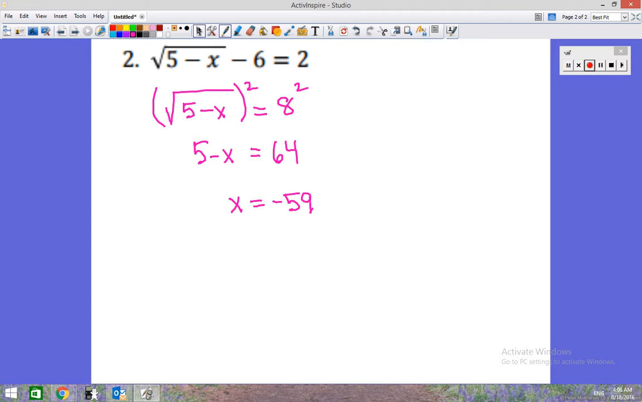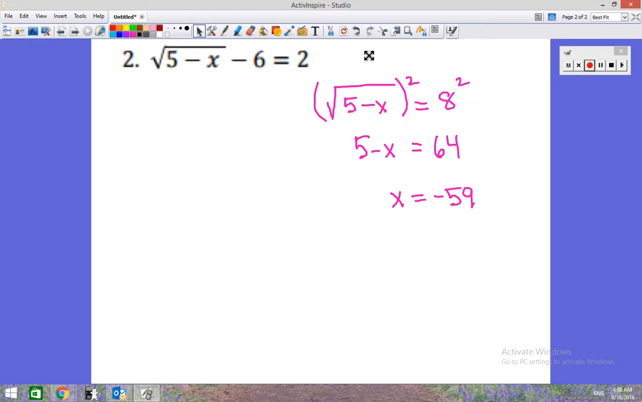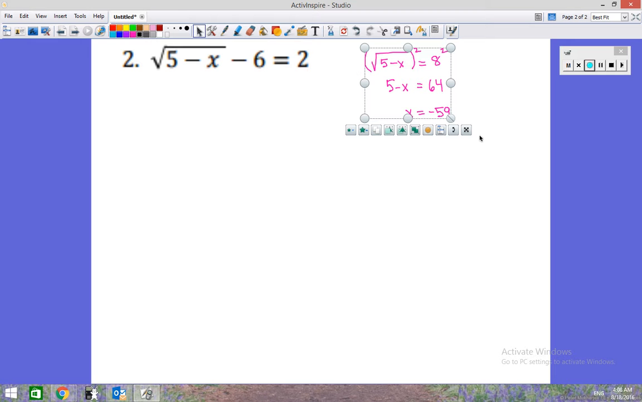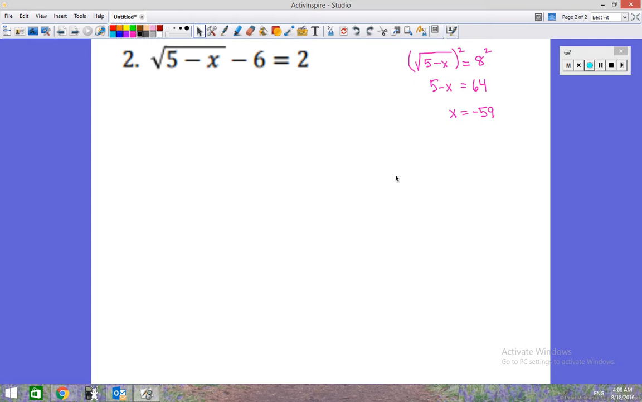So now I'm not afraid of negative answers, but I am concerned about taking the square root of a negative number, because we're working within the set of real numbers, and we can't take the square root of a negative number within the set of real numbers. So let's plug it in and check.